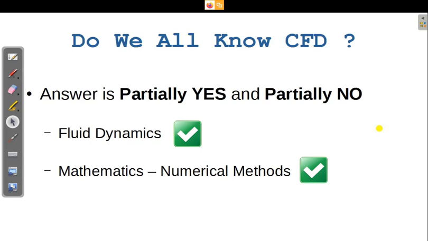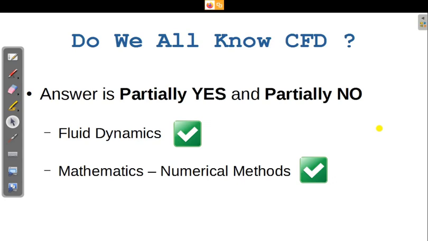So moving forward, the other question which comes to our mind as a beginner: do we all know CFD or not? My answer is partially yes and partially no. Why partially yes? Already we have learned fluid dynamics and mathematics in our curriculum. Especially partial differential equations, integral, differential, Taylor series, Fourier series, transformations, and in the advanced curriculum we might have learned numerical methods. These aspects we have already learned. If you see computational fluid dynamics, these are the basic ingredients of it. That's why I am saying partially yes.